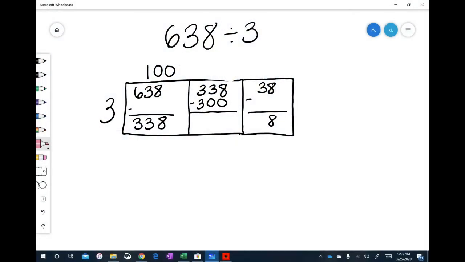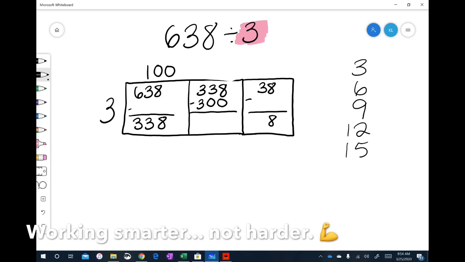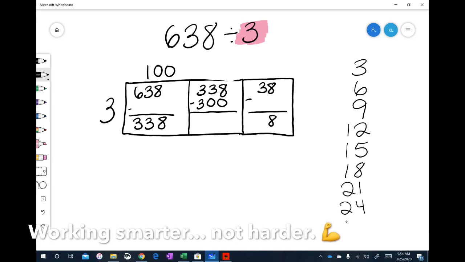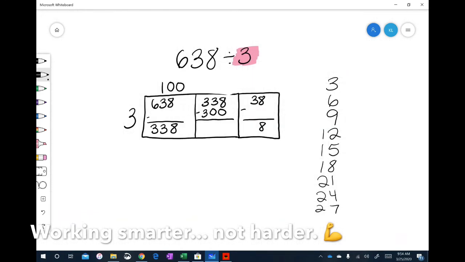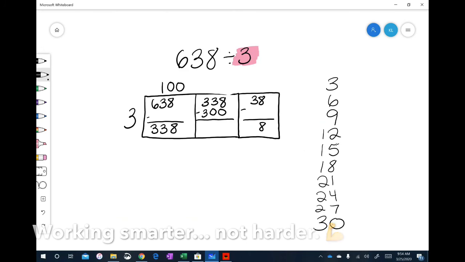So sometimes when you have a problem, you will have parts of the problem already solved for you. So again, I see that my divisor is 3. So I'm going to skip count by 3's off onto the side here. 3, 6. And again, I see that 638 is way bigger than 30, so I'm going to add a 0 placeholder here. And I'm actually going to do that in a different color so it's easy to see.